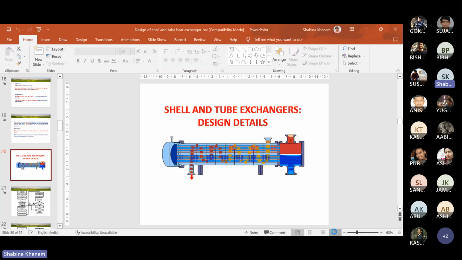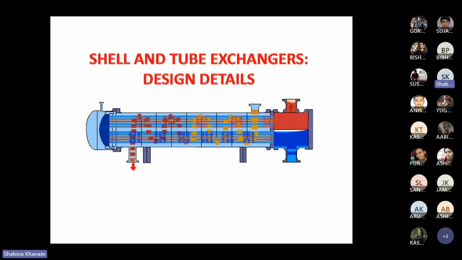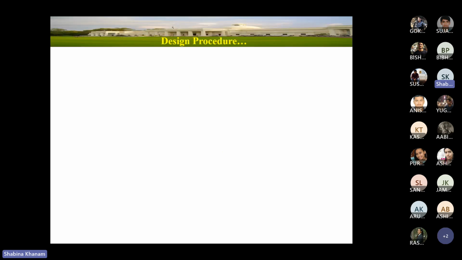Okay, let's start. So far we have discussed the construction details of the shell and tube heat exchanger, and I hope you are aware of what you need to find in designing. But how we will do that, we will discuss from now. As far as the design procedure is concerned, I'll discuss the design procedure and then we will take one detailed example to show you how the design will be carried out.